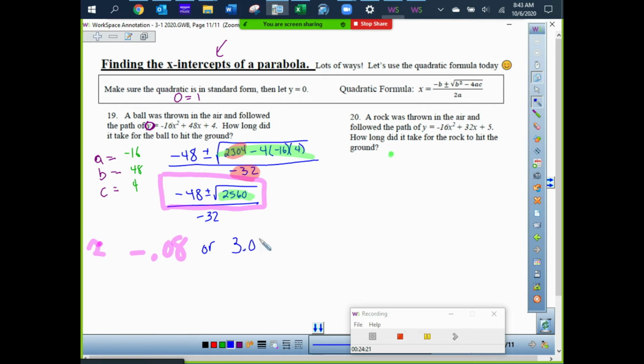One of these is probably extraneous because remember we talked about that earlier. It can't take negative 0.08 seconds for the ball to hit the ground. Shouldn't it take about 3.08 seconds in that case? So let's cross this out. I want you to put them both, but cross that out, and we'll have to say approximately 3.08 seconds. So there's just one more, baby. They want to know how long it took for this rock to hit the ground. Let's use the quadratic formula. Let's do A, B, C, and then I'll let you substitute those in. This is in standard form, so that's nice.